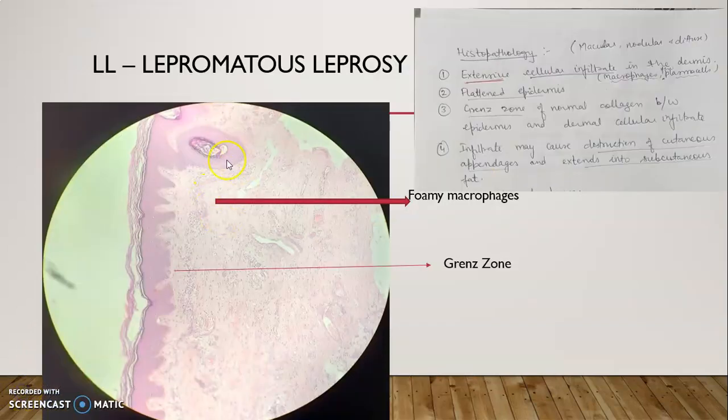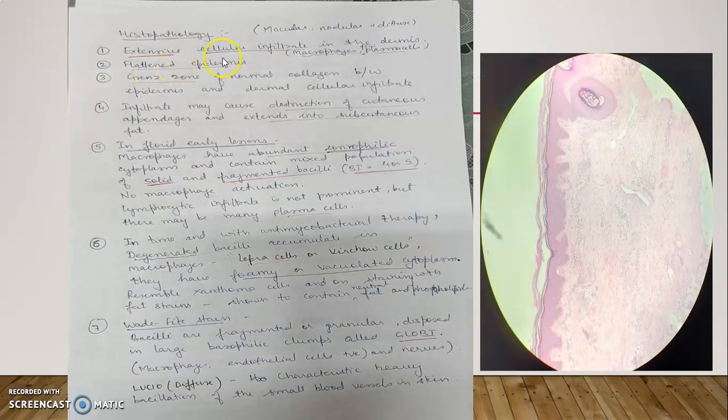On histopathology, in LL, extensive cellular infiltrate is seen in the dermis, macrophages and plasma cells. Flattened epidermis is seen. A Grenz zone of normal collagen is seen between the epidermis and dermis. Infiltrate may cause destruction of cutaneous appendages and extend into the subcutis. Infiltration is seen in the subcutis also, deeper dermis and subcutis. So basically there is abundant macrophage accumulation.